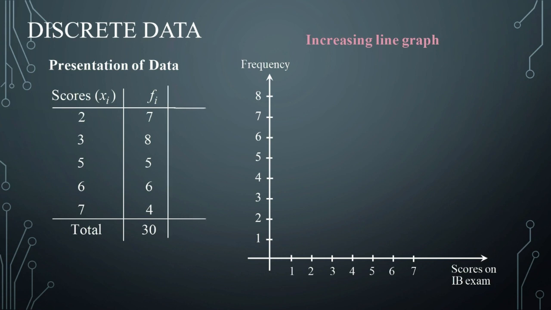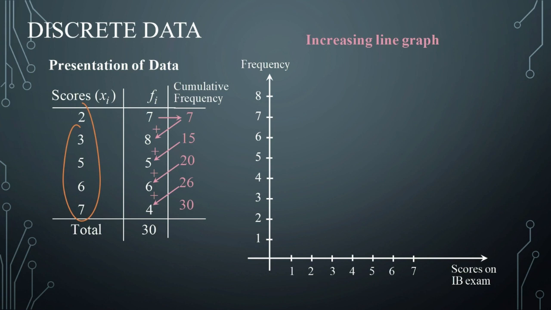Now, another type of line graph we can draw is an increasing line graph, where for this one, we must add a column to our frequency table to begin with, titled cumulative frequency. To calculate the cumulative frequency, we need to first make sure that the data listed in our table are in increasing order. Then I start by taking the first frequency and add it to the next one. Repeat the process throughout, and the last cumulative frequency obtained should be our total frequencies.